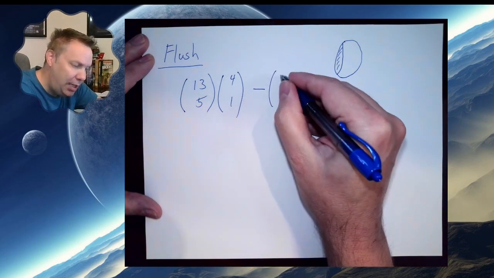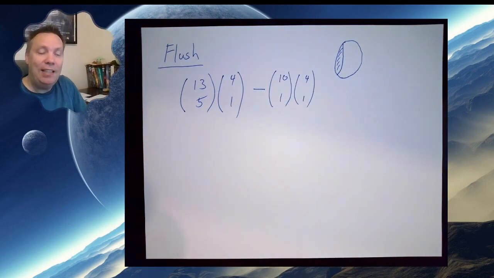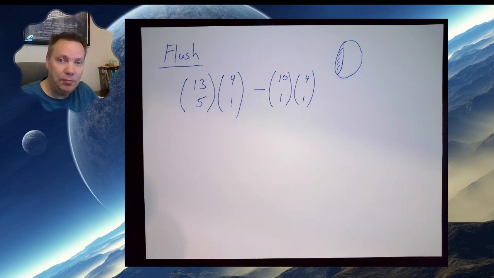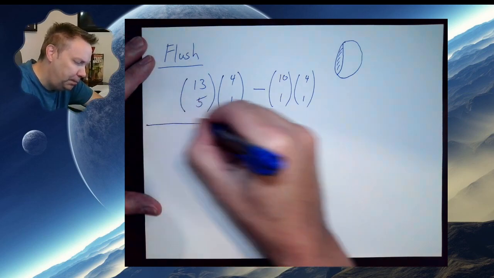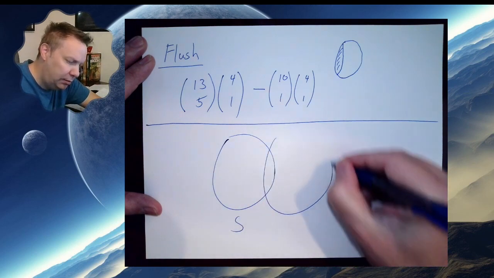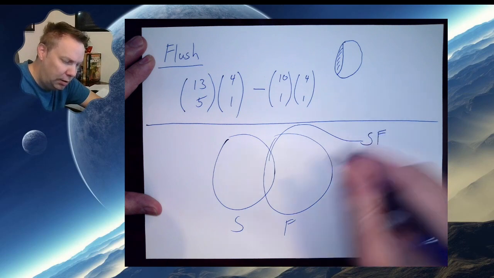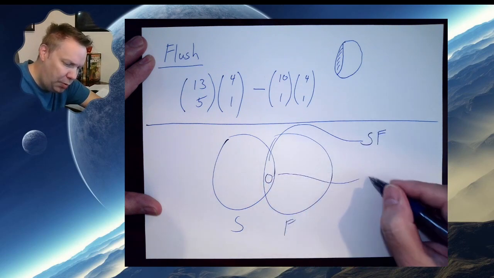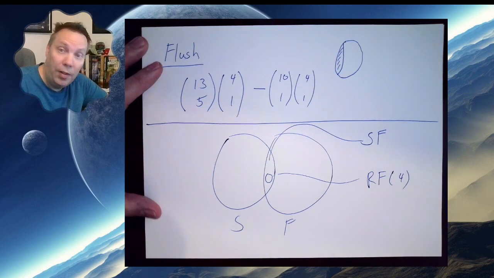Now, what did we have on the other page? 10 choose 1, 4 choose 1, and that's the number of straight flushes. Now, with straight flushes, I've got to be careful because I need to subtract 4 from that as well. So let's try to put this all together. The number of straights, the number of flushes, this is straight flushes, and then in here there's a little tiny piece which is the royal flush. So the royal flushes, there were 4 of them.